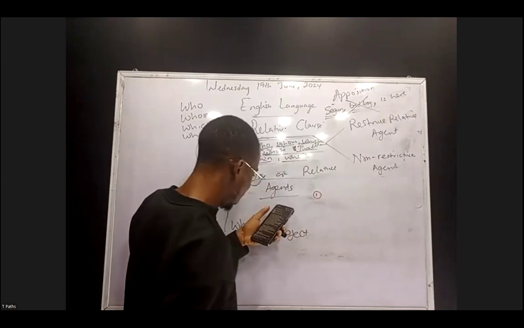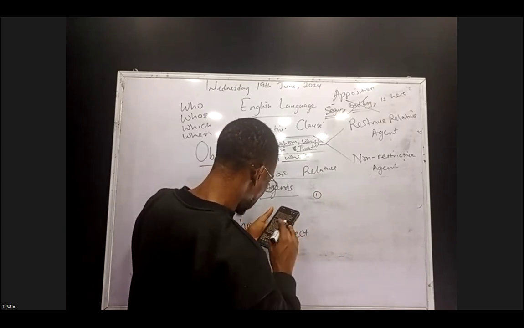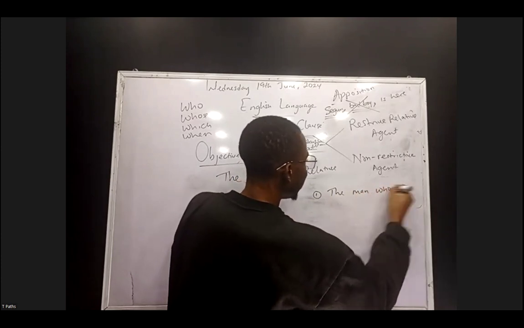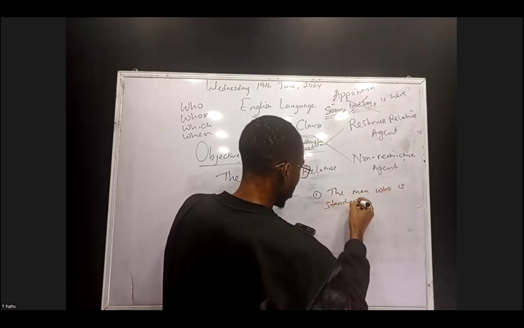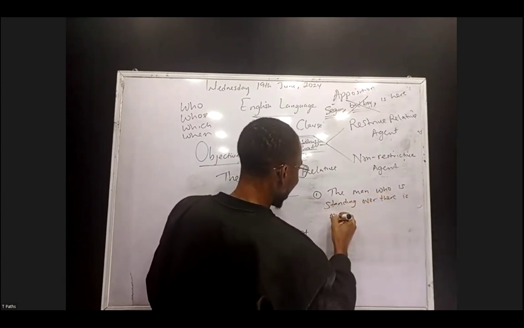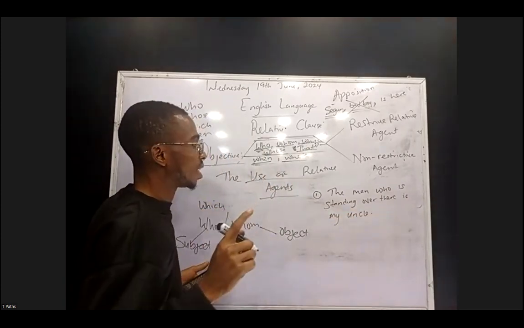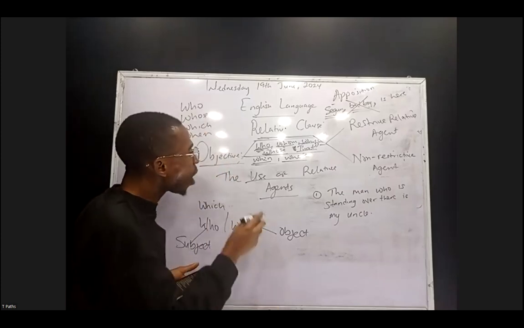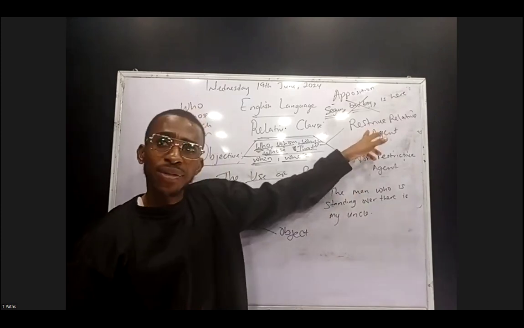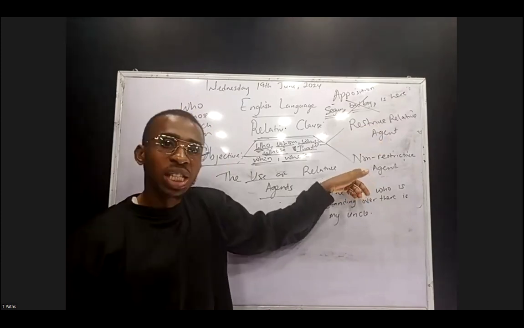You want to look at examples here. Examples in the case of who. The first one is this. The man who is standing over there is my uncle. First question. I hope you guys are paying attention. The first question is, what kind of relative clause is this? Is this restrictive relative clause or non-restrictive relative clause?